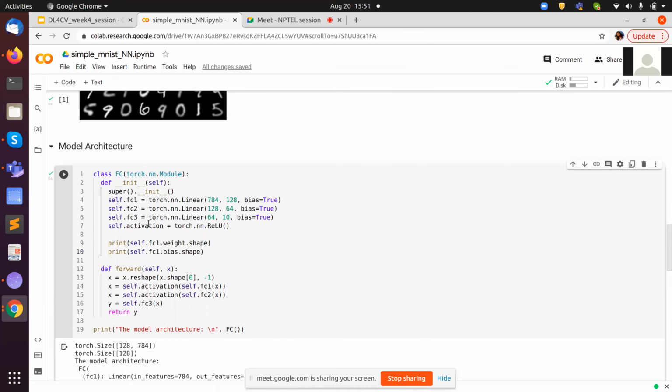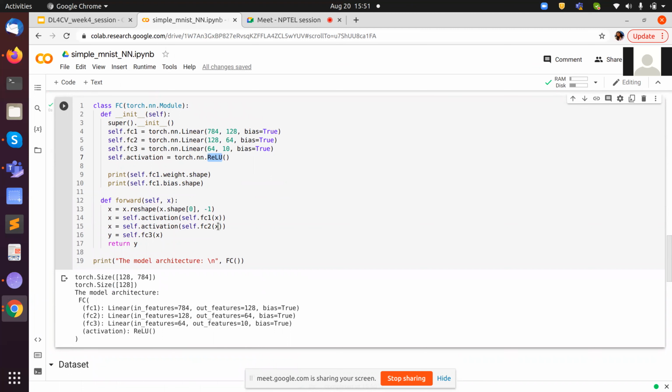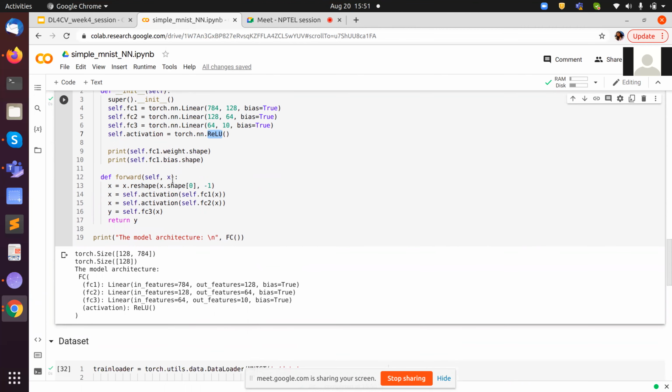Now, in this network, the activation function is a ReLU. ReLU means that it will take the maximum of 0 and whatever input it is seeing. The forward is very simple. Whatever input is given to this network, it will reshape it. Remember, this X is an image, a 2D array, and right now we are considering one-dimensional inputs. That's why this image X is being flattened into a one-dimensional array here. Then we pass it through the first fully connected layer, FC1, and whatever the output is passes through the activation function, which is ReLU here.